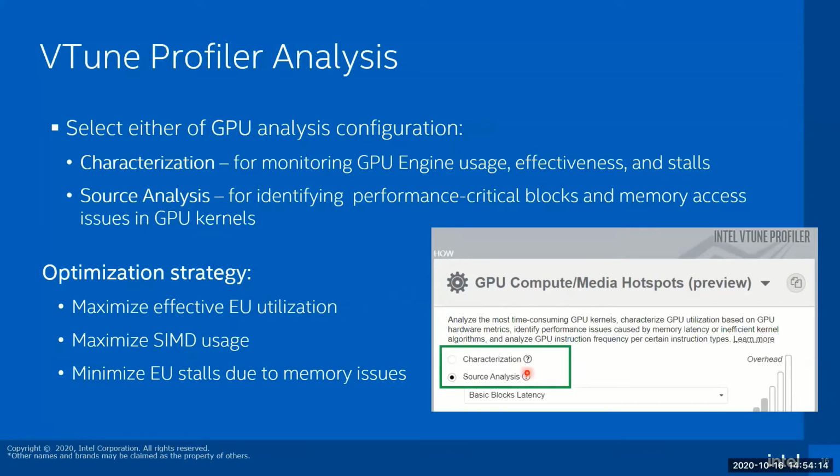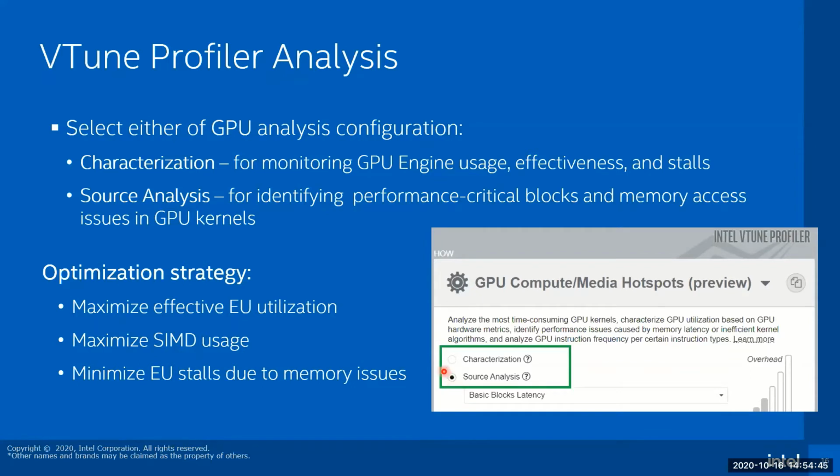For understanding the GPU engine usage, you use characterization, and it will give you the efficiency of execution, the stalls while executing the tasks, the kernels, and so on. The source analysis is helping you to identify the blocks in the source code which would be performance critical for execution, and the problems with memory access.